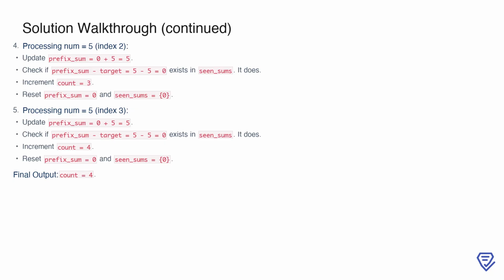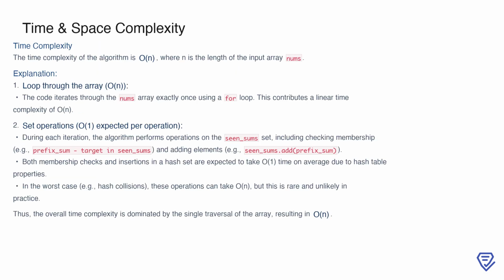At the end of this example, the total count of non-overlapping subarrays with a sum equal to the target is 4. The time complexity of this algorithm is O(n), where n is the length of the input array nums. This is because the algorithm processes the array using a single for loop, iterating through each element exactly once. This contributes a linear time complexity of O(n).